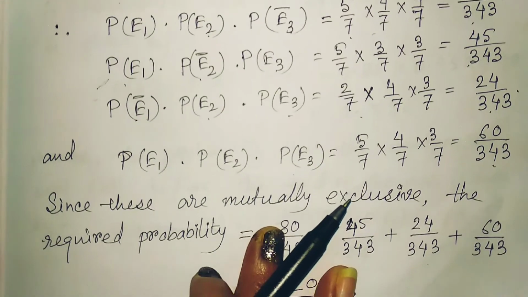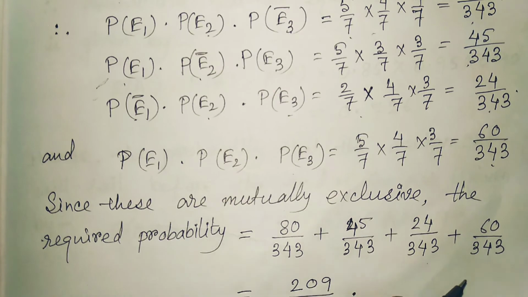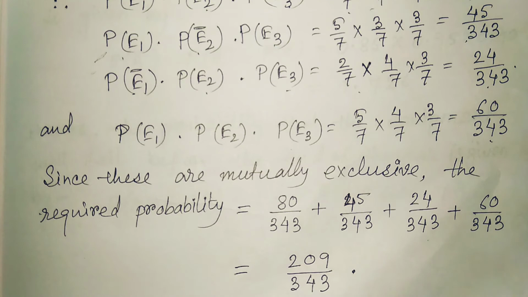So since these are all mutually exclusive, the required probability is just the addition of these 4 favorable cases. If we add all these 4, then we will find that the probability that the candidate will be selected by the majority of the experts is 209 divided by 343.